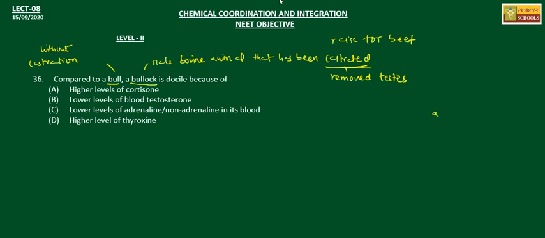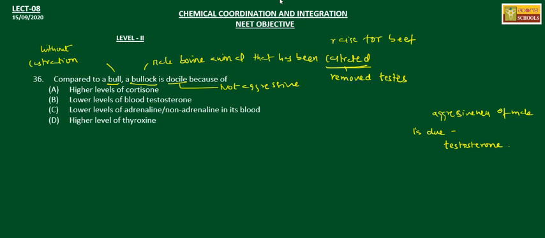So the aggressiveness of male is due to testosterone. In the case of a bullock, it will be docile, meaning soft, not aggressive. Because in a bullock, as the testes are removed, there is no production of testosterone. Hence it becomes very soft, meaning not aggressive.